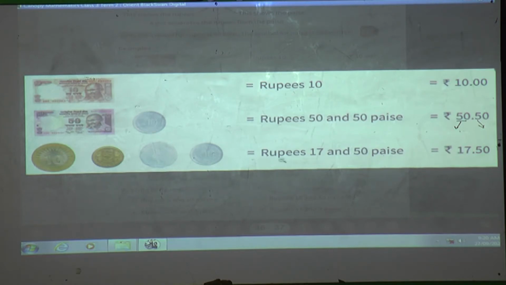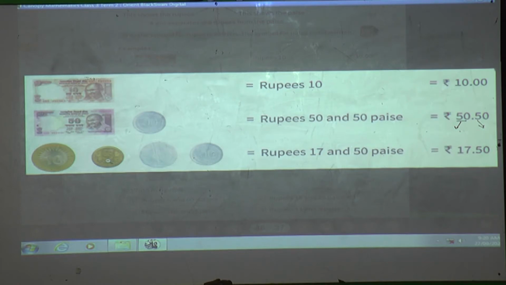Now one more example is there. See here, see this third example. Here you can see 4 coins are there. Now all the 4 coins, we have to add the value of these 4 coins. So see the first coin, it is a coin of 10 rupees.